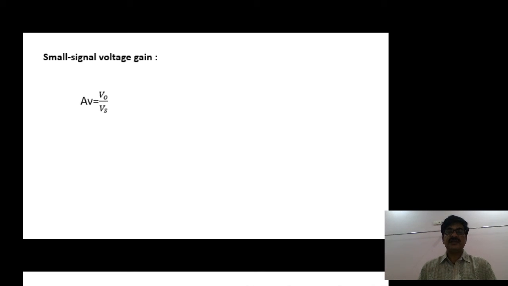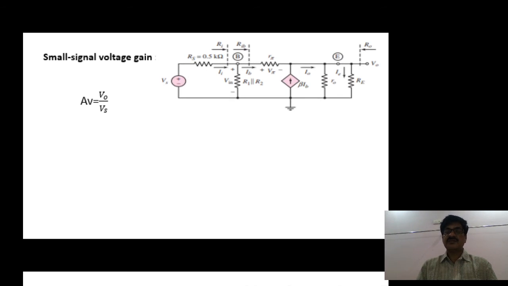Then the voltage gain is defined as V0 divided by Vs. What is V0? V0 is the drop across the parallel connection of R0 and RE. That equivalent resistance into I0 gives the output voltage. Therefore the output voltage is I0 into R0 parallel RE. But I0 is a sum of two currents IB and beta IB. Therefore, IB of 1 plus beta into R0 parallel RE is the output voltage V0.